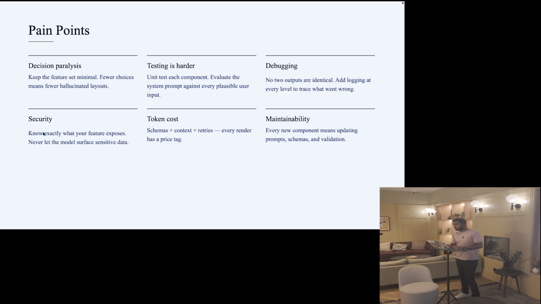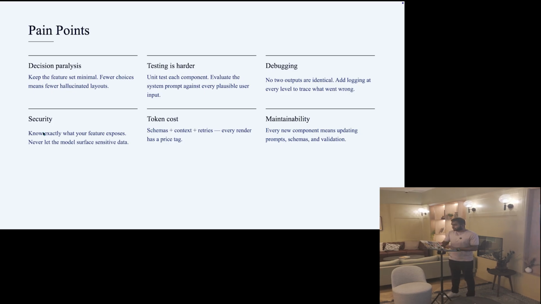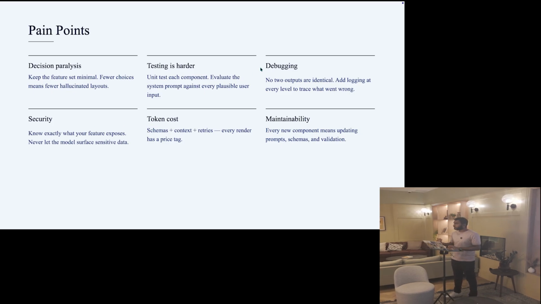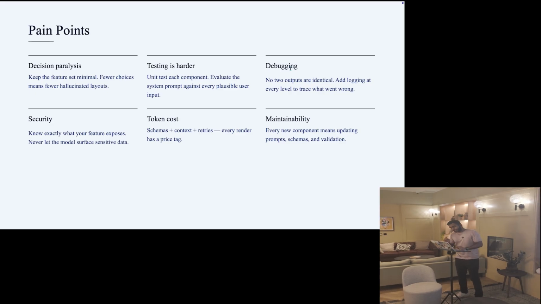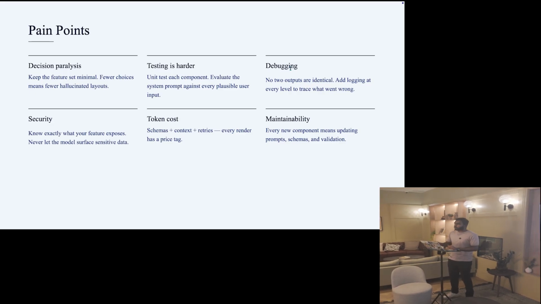The next one is debugging. Again, it comes back to the second point. Debugging is difficult because no two prompts give you the same UI. So that becomes difficult. Consistency. Security, again, is completely dependent on you, what functionality you are giving.